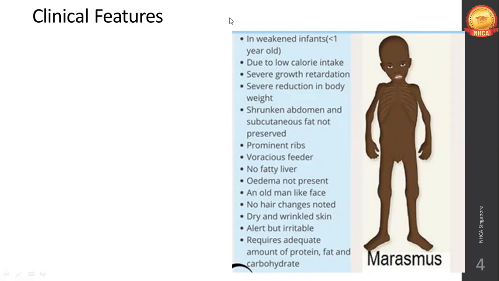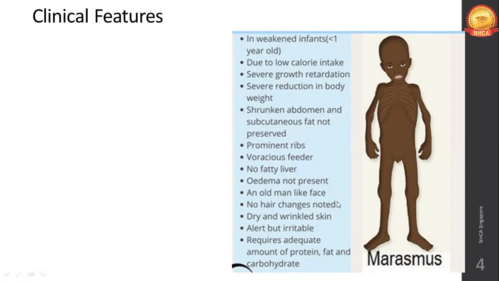The child has a lot of hunger, and whatever you feed them, the child is not satiated with that, because whatever the child is being fed is going out as it is from the intestine. Intestines have lost their maximum capacity of absorbing food. There is no fatty liver, because almost all the fat deposition is taken up by the body. Edema is not present here. Edema will be seen in kwashiorkor.